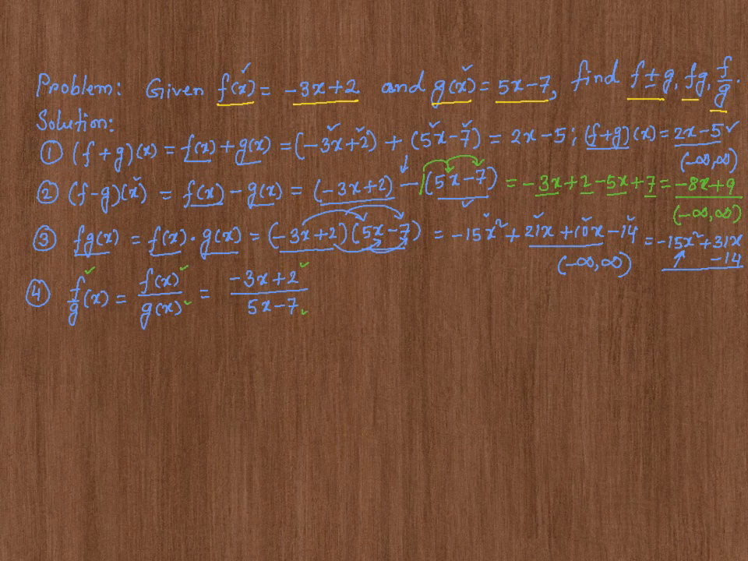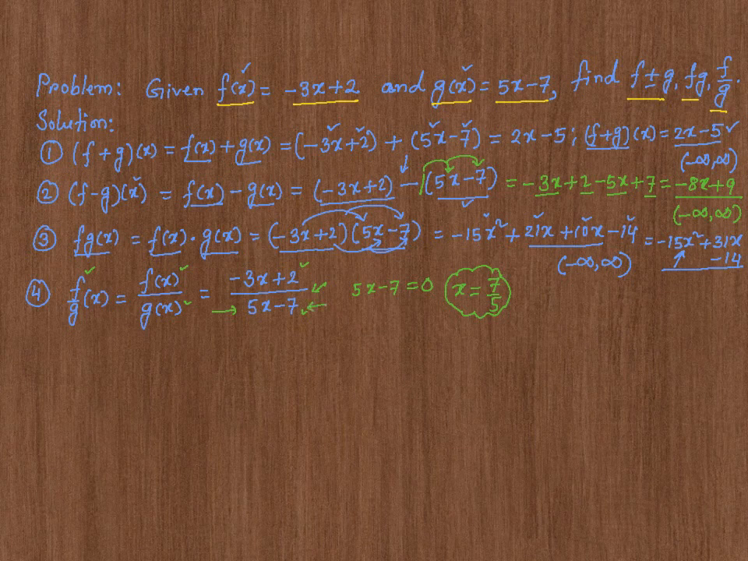Now this one you have to pay special attention to, because there is division involved here. You want to make sure that you do not divide by 0. That means you want to make sure that 5x minus 7 doesn't become 0. So we need to find out what value of x is going to make 5x minus 7 zero. If you solve for x, you will see that it's going to be 7 over 5. So if you plug this value in for x, it is going to give you 0 in the denominator, meaning you will be dividing by 0.